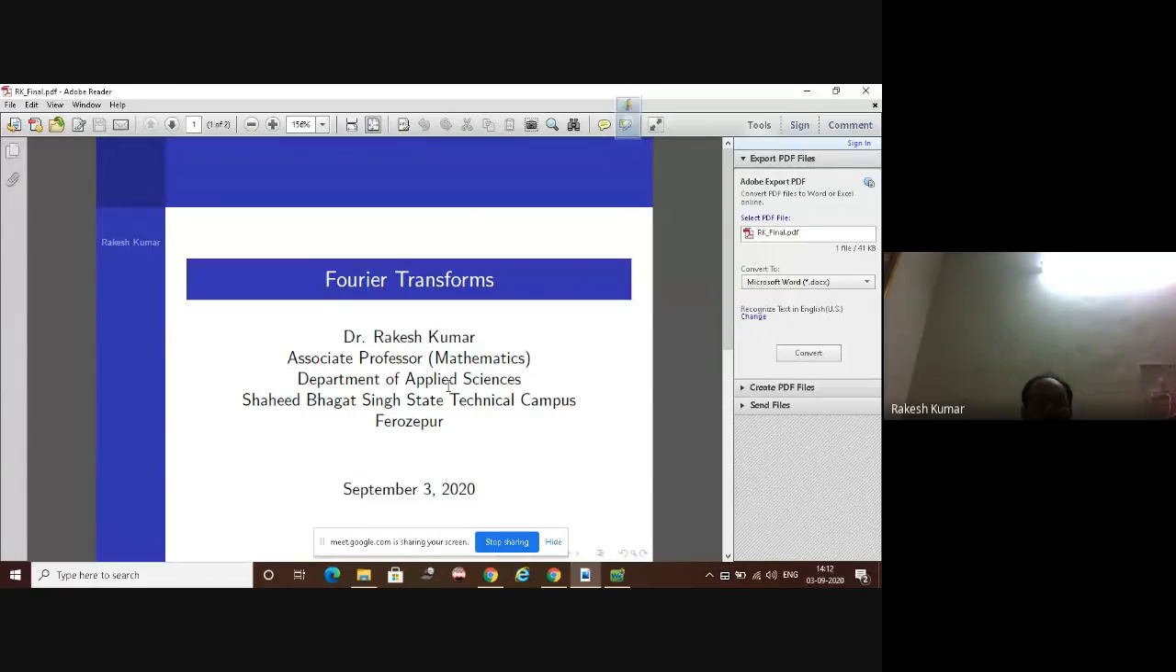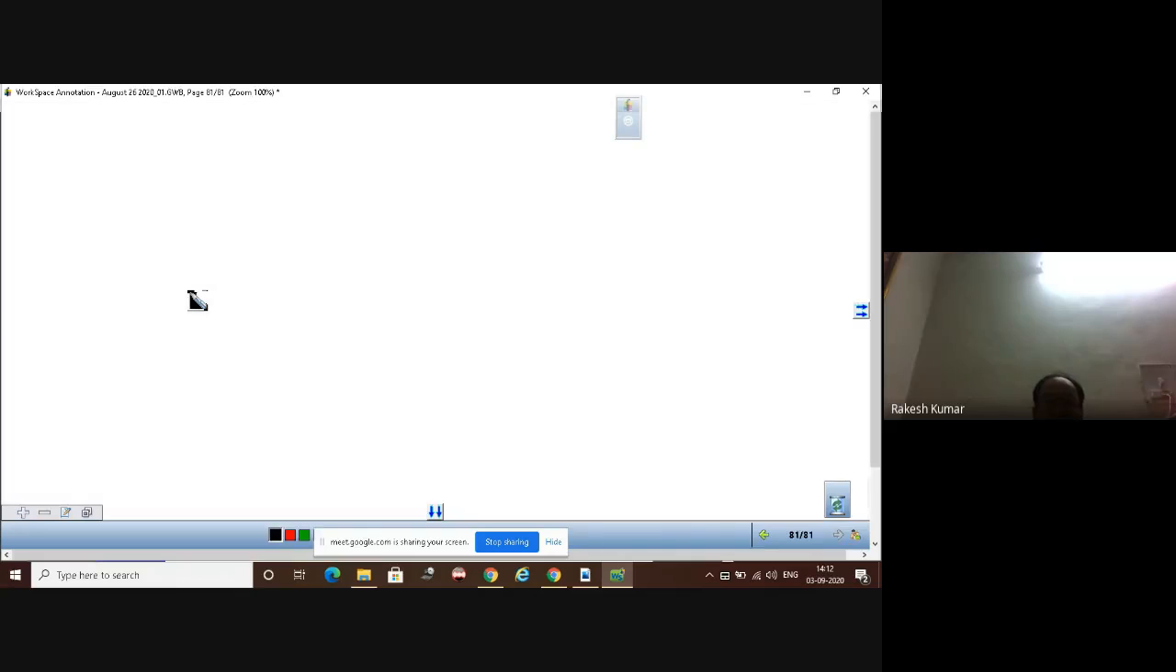Transform and Laplace transform for solving the heat equation and wave equation. Or you can say the applications of Fourier transform and Laplace transform for solving partial differential equations. So I will start with an example or question.